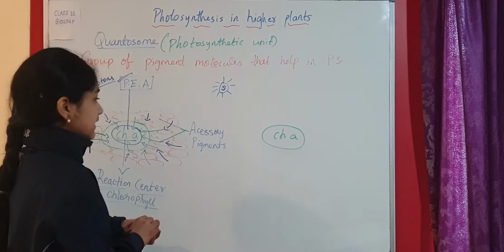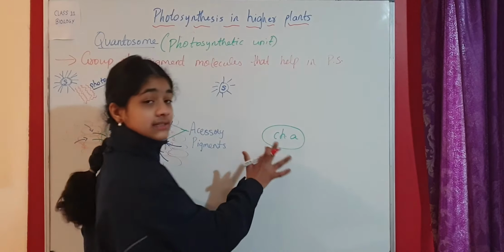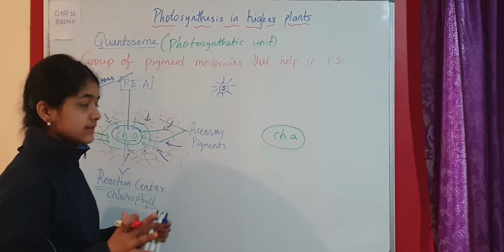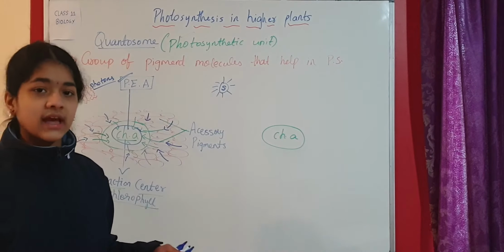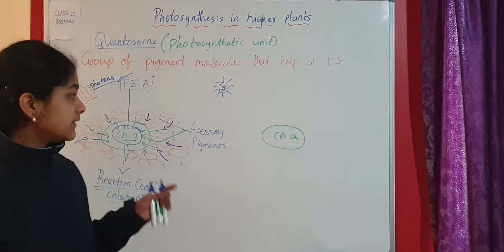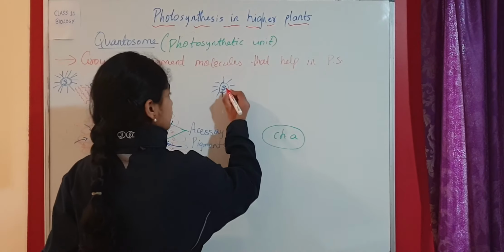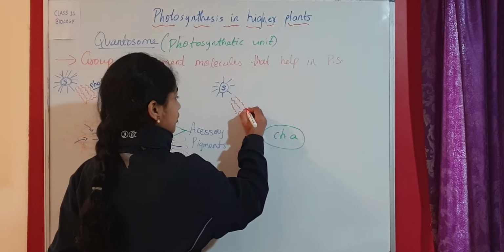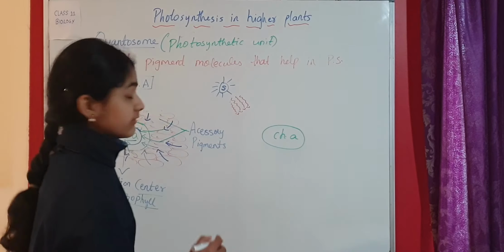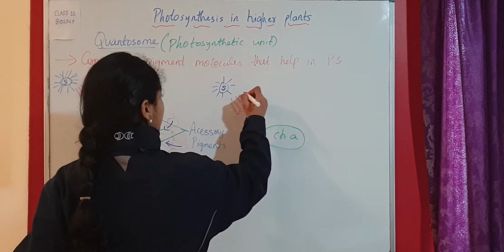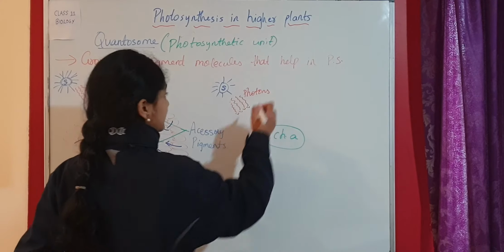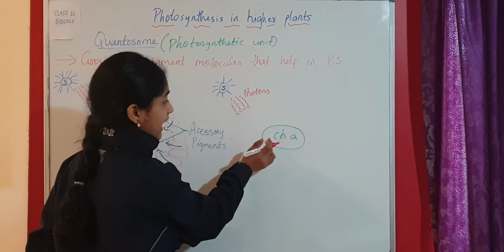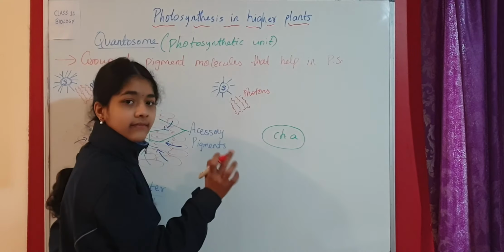Now we are doing an experiment with this chlorophyll A. This doesn't happen in the main living system or in the plant body. We are just doing an experiment, okay? So from the sun, the light energy or the heat energy comes in the form of photons, which are nothing but light particles. So the heat energy comes from the sun and it falls directly on the chlorophyll A this time because there are no accessory pigments.